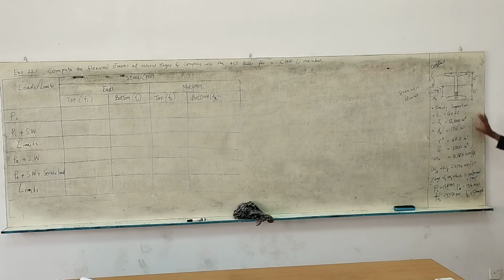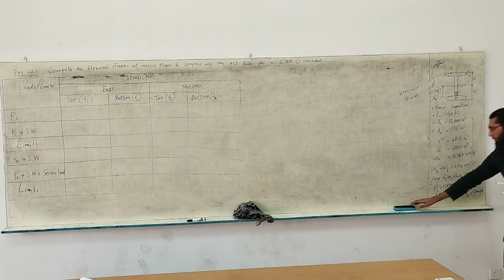Now, you see that we are not given all the dimensions. We are given only two distances, from the centroid to the extreme top fiber and from the centroid to the extreme bottom fiber. We have been given the properties directly. If you are given the section, you should be able to calculate these properties. These are basics. But if you are given these properties, you can directly use them. So section modulus is 1000 inch cubed.